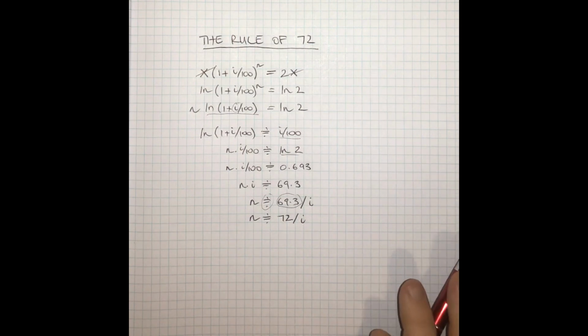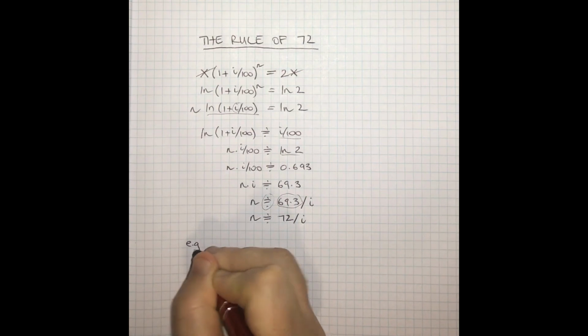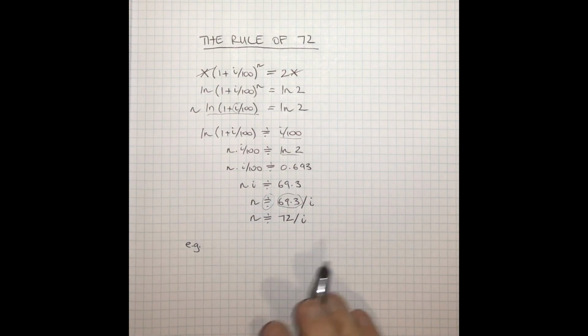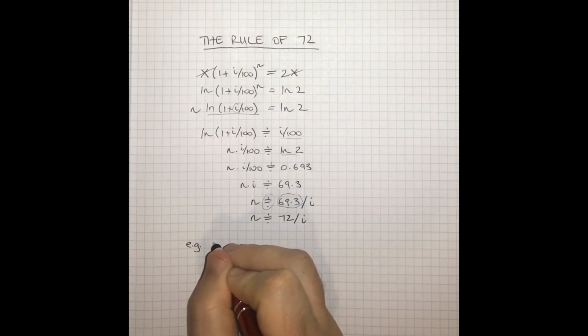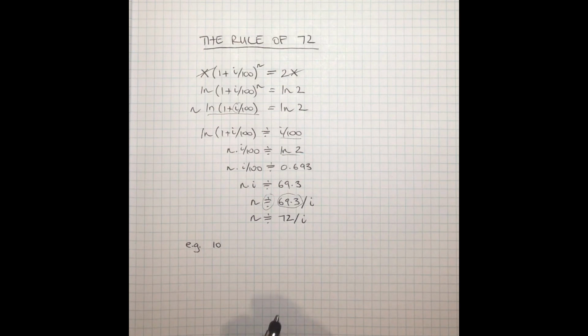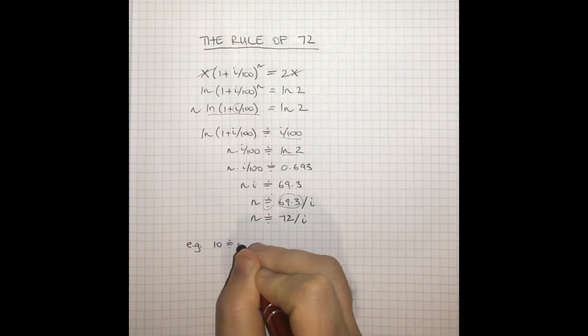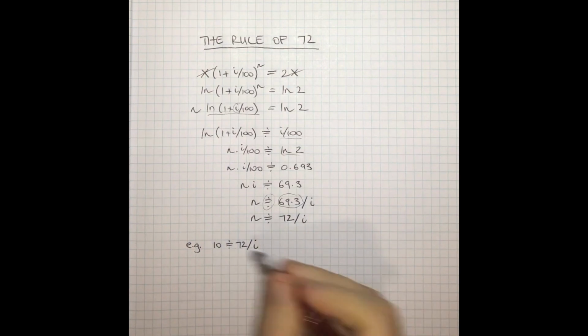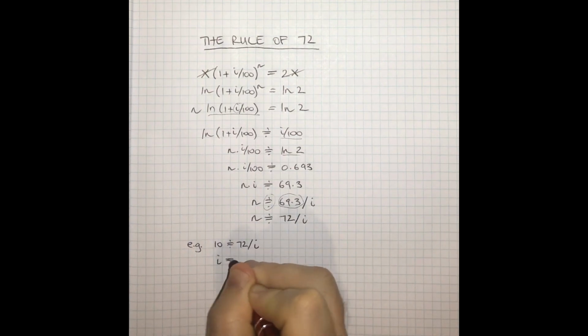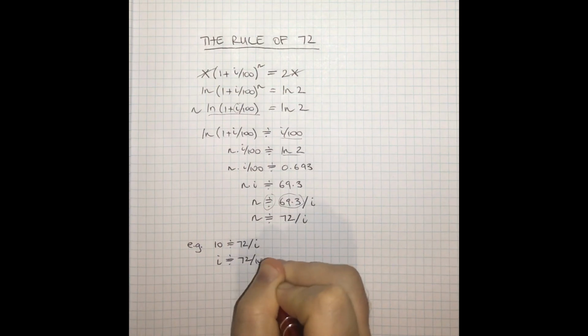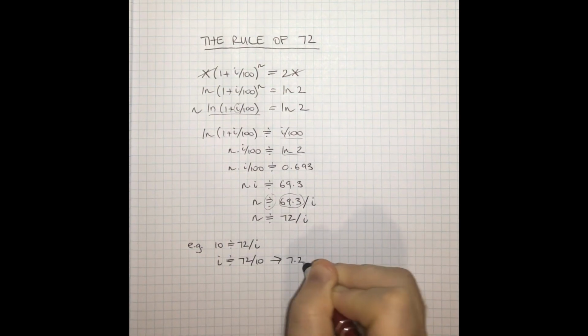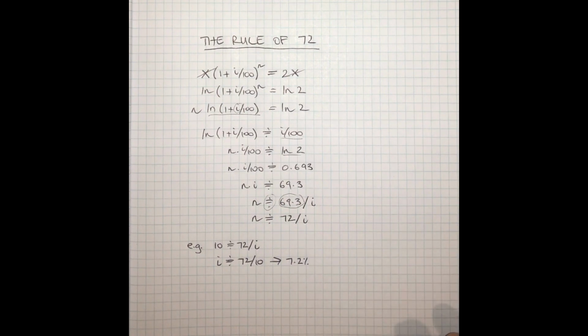And for example, I might say, I bought a property and that property doubled in value over 10 years. So in that case, n would be equal to 10. If that's the case, what's the rate of return? Well, 10 would be approximately 72 divided by I. Doing a simple rearrangement, that would mean I would be approximately 72 divided by 10, which then gets me to about 7.2% per annum. And that's the rule of 72, and that's how we can get pretty good ballpark approximations for rates of return or the amount of time it takes if we're looking at an investment doubling in value.